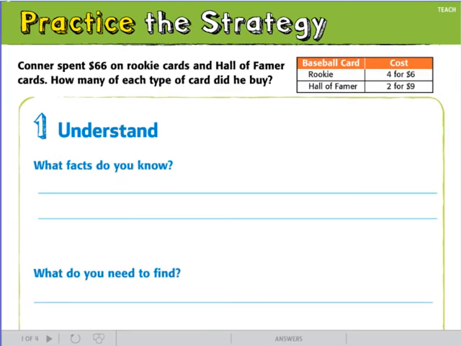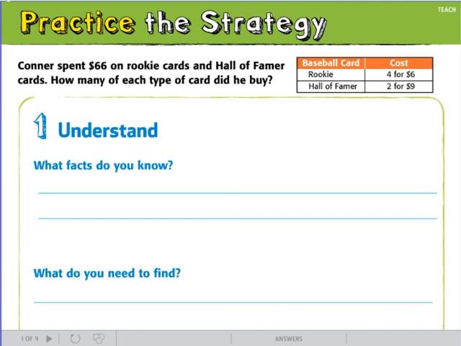Now we're going to do one on our own, or together I should say. We have a young man that likes to collect baseball cards. Or hockey cards, it doesn't really say, football cards. Anybody collect cards in here? I do. Fantastic.